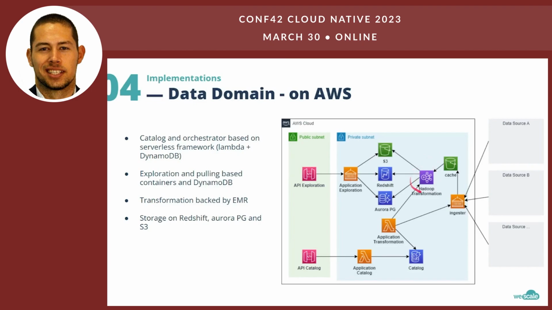For the transformation here, we use Spark with EMR on AWS to help us do all those transformations, basically the transformations that have been defined in the catalog. Once all those transformations are done, the data will be pushed to S3, Redshift, or Aurora Postgres. Why propose these 3 data stores?